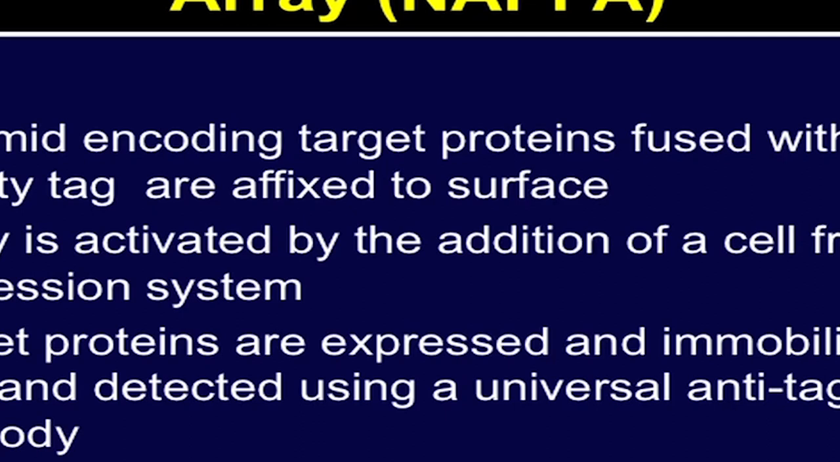Plasmids which encode target proteins are fused with an affinity tag and are fixed to the microarray surface. The microarrays are activated by the addition of cell-free expression system, generally rabbit reticulocyte lysate. The target proteins after the expression are immobilized in situ and detected using a universal anti-tag antibody. In this case, mostly anti-GST tag is used, but one can use any other tag and corresponding antibodies.